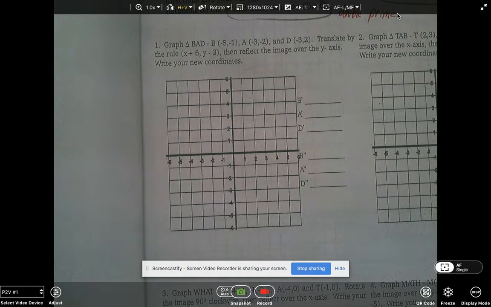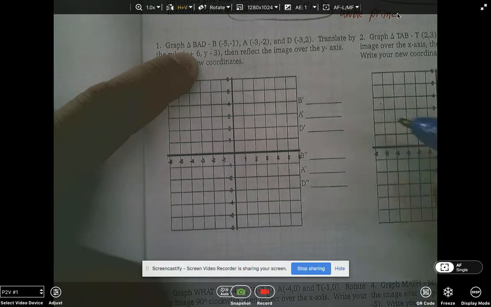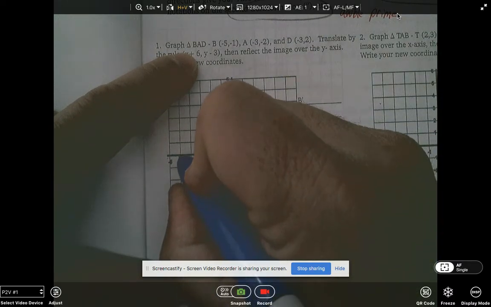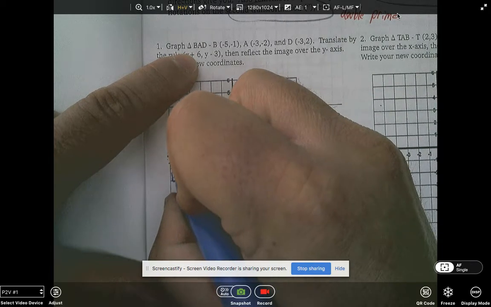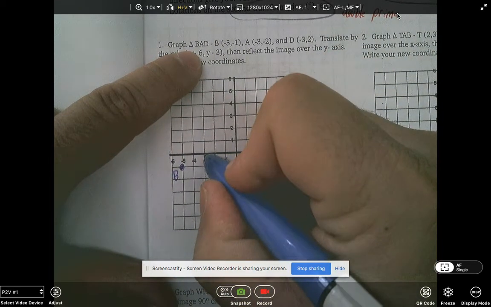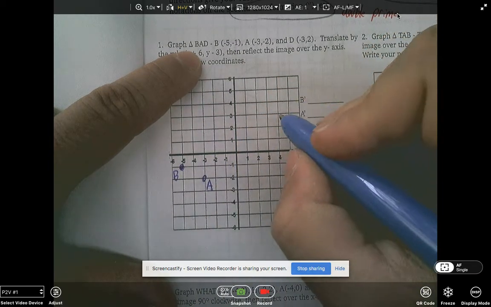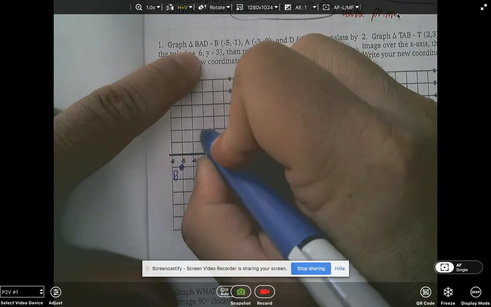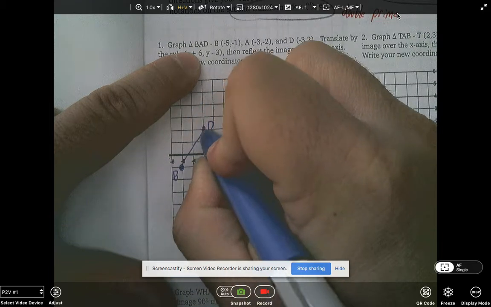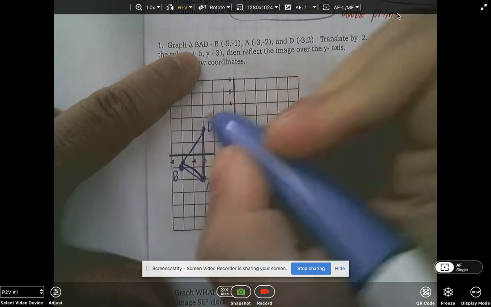So the first thing we've got to do is graph the given triangle BAD. First thing we'll do, -5, -1, and we're just going to label that B. And then we've got -3, -2, A. And then the triangle ends at -3, 2, D. So that's the triangle BAD.